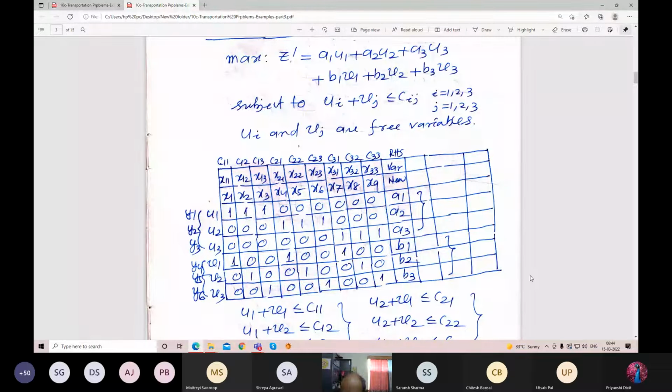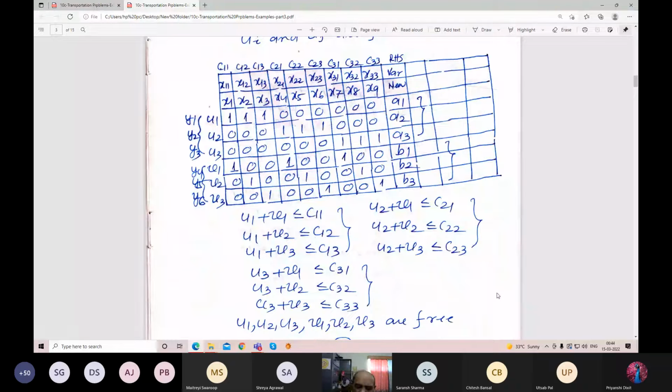So if you think about the dual problem, we want to find the dual constraints. You can see here u1 column-wise: u1, then u2 is not there, u3 is not there, then v1. u1 plus v1 is less than or equal to c11 at the top. Similarly, u1 plus v2 is less than or equal to c12. Then we have u1 plus v3 less than or equal to c13. In the same manner you can write the rest. So there are 9 such inequalities.